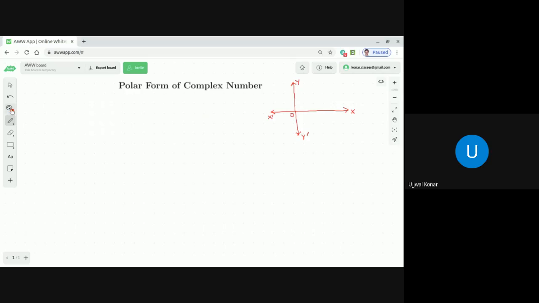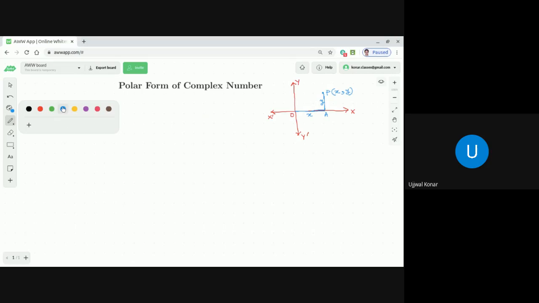And then suppose we want to plot a point P here, and its coordinates are (x, y). From the origin O, we come up to the distance x, and after that we come up to the distance y. Correct? This is the fundamental of the Cartesian coordinate system. So suppose we consider this point as A, then OA is x and AP is y. This is what we know about the Cartesian coordinate system.